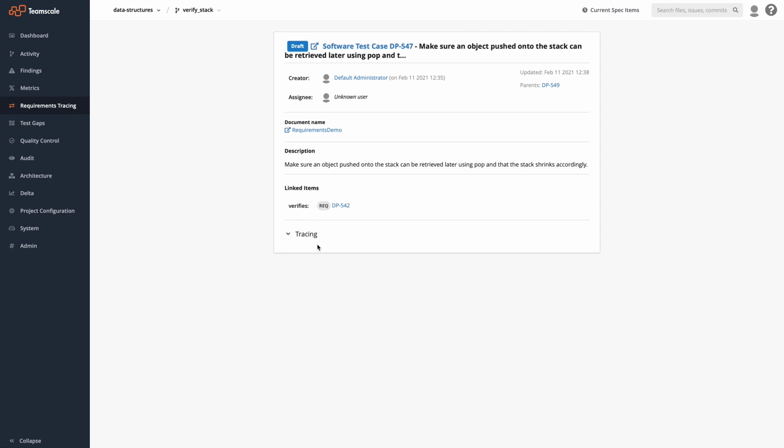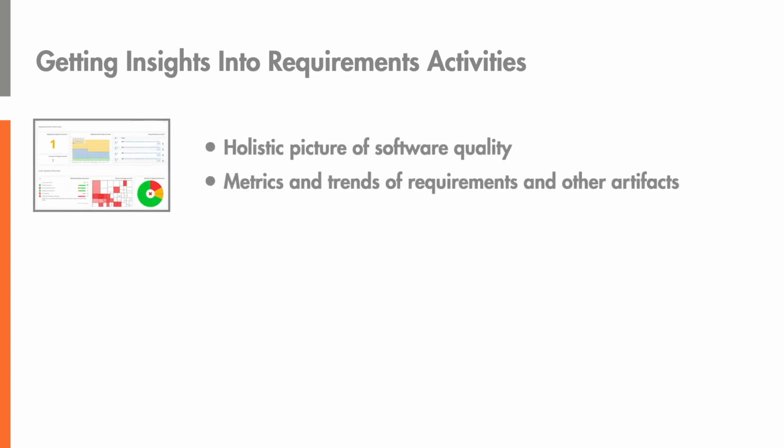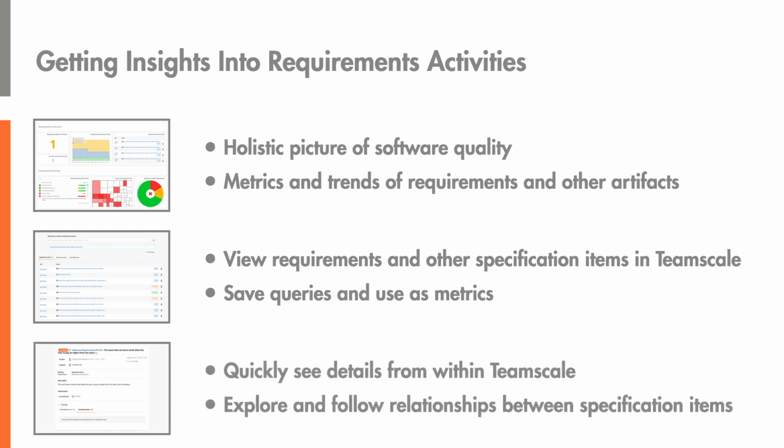So this concludes the first scenario. We've seen how to get insights about the captured requirements and other specification items, how to create and view metrics and trends about these items on a dashboard together with other quality indicators to provide a holistic picture of the quality of the software engineering artifacts. And we looked at the representation of requirements and other specification items in Teamscale, including the details and relationships between them.